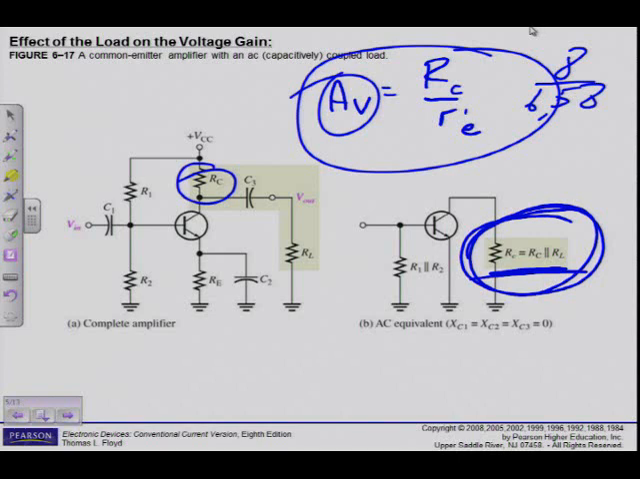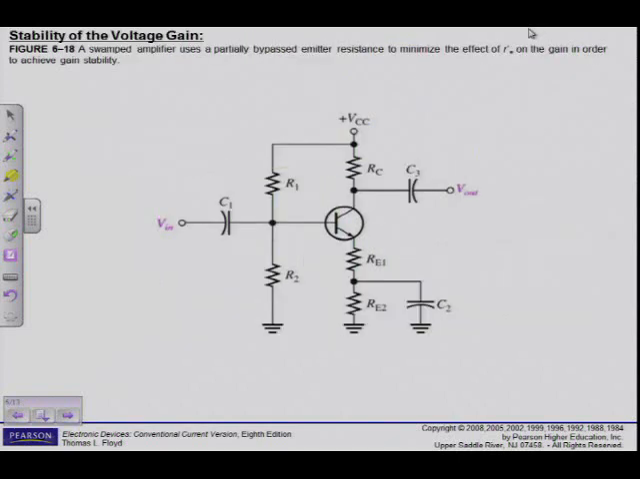Alright, now it brings me to my next point that I wanted to talk to you about, the stability of the voltage gain. Remember I told you that I can use this formula of voltage gain. This is the maximum voltage gain for this amplifier, RC over R'e. But remember I told you, always have to look at what the circuit looks like that you're going to work with.